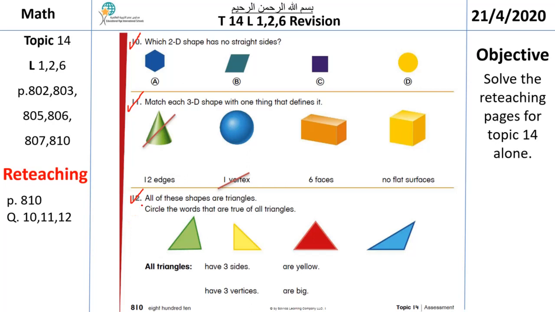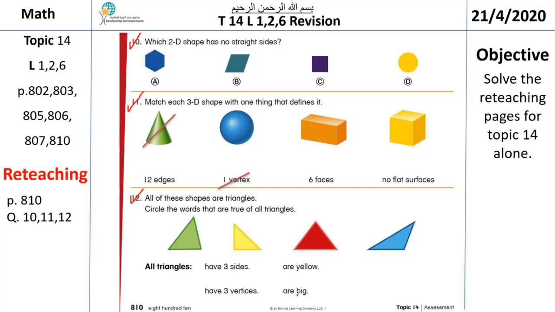Now number 12. All of these shapes are triangles. So they are different in how they look, the color, how big and small. But they are saying that they are all triangles. Circle the words that are true for all triangles. All triangles have 3 sides. All of them have 3 sides. All triangles have 3 vertices. All of them must have 3 vertices. All of them must be yellow. To be a triangle, then you must be yellow. All of them must be big, so you cannot draw a small triangle.